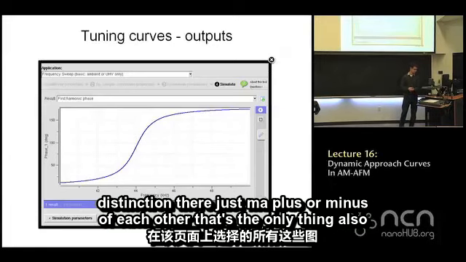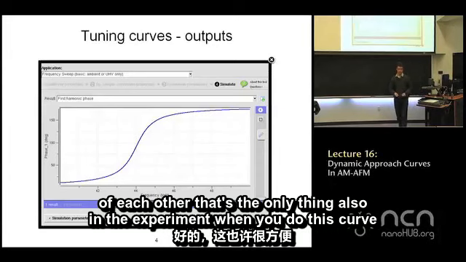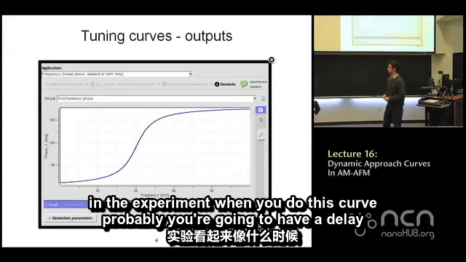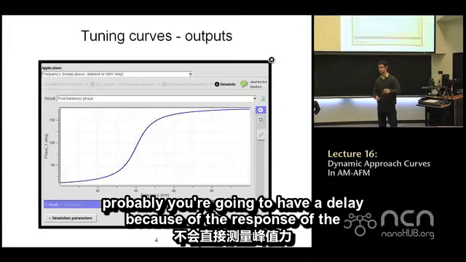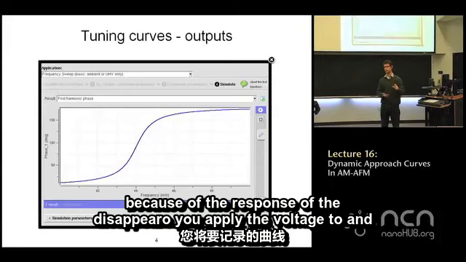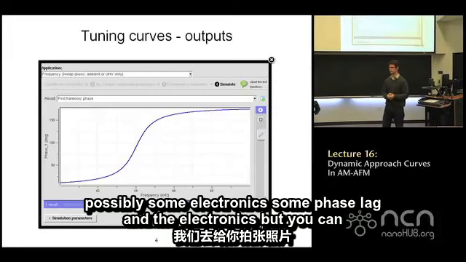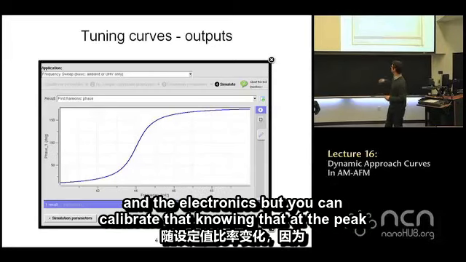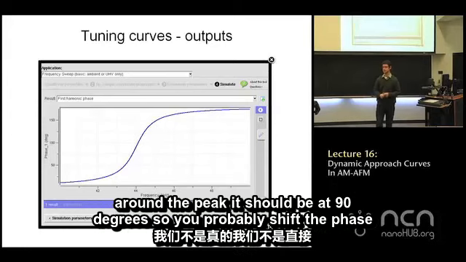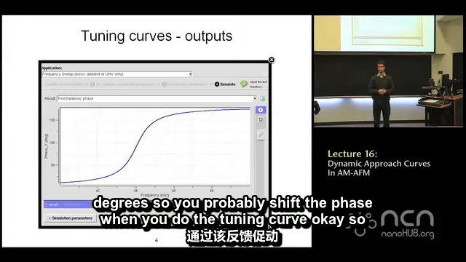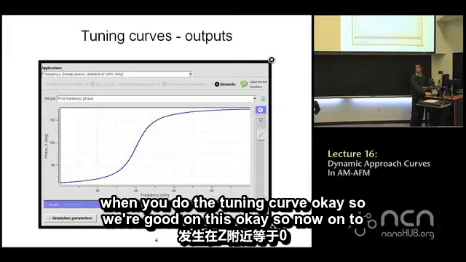That's the only thing. Also, in the experiment, when you do this curve, probably you're going to have a delay because of the response of the dither piezo you apply the voltage to, and possibly some phase lag in the electronics. But you can calibrate that knowing that around the peak, it should be at 90 degrees. So you probably shift the phase when you do the tuning curve. Okay. So we're good on this? Okay.